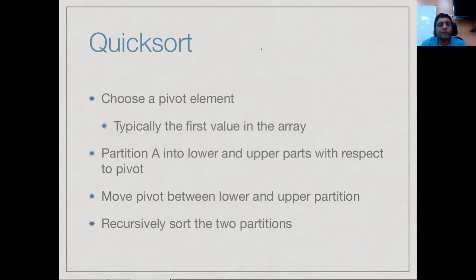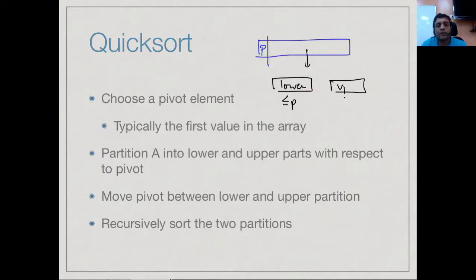You pick a pivot element, say typically the first element of an array, okay? And then you partition this into two parts such that you have a lower part which is less than or equal to p, and maybe an upper part which is bigger than p, and you move this pivot in between. And then you sort this lower part and upper part separately recursively, and then you don't need to do any combining step because these two things are in the correct position with respect to each other.